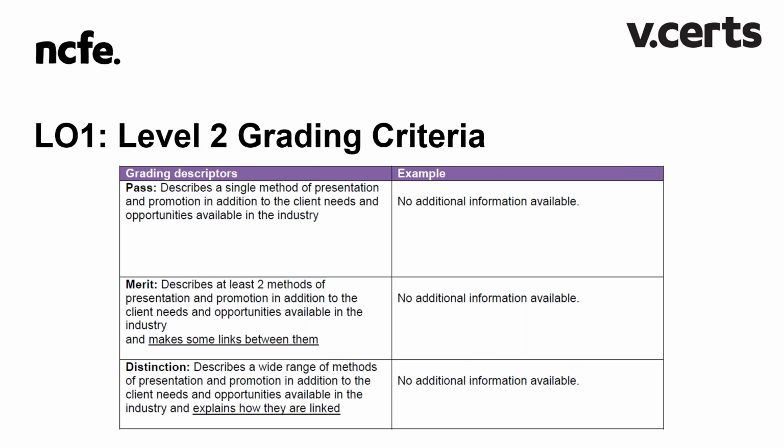What learners first need to do, at level 2, is evidence the different client needs of products. They also need to evidence that they have researched and looked for opportunities within the industry. In addition to those 2 elements, they must also, for a pass, describe a single method of presentation and promotion. So they would choose one example of an interactive media product, and talk about how it's been presented and how it's used for promotion.